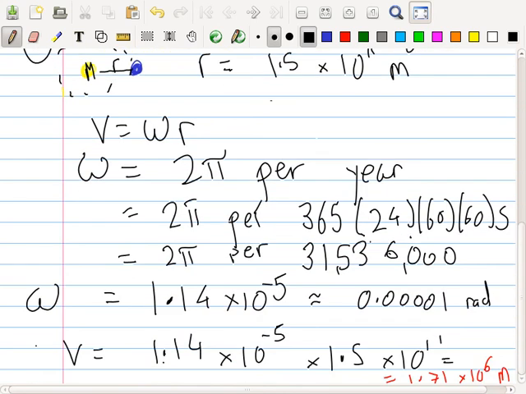Sorry guys, I made a little unit mistake. It's not meters, it's meters per second, because it's speed.